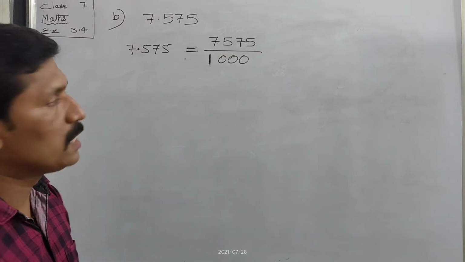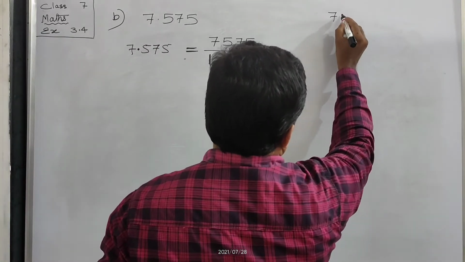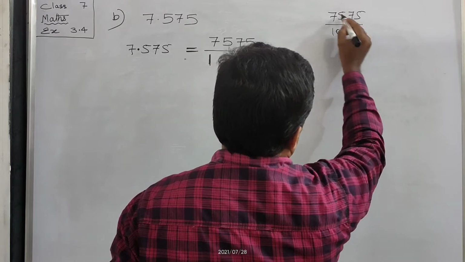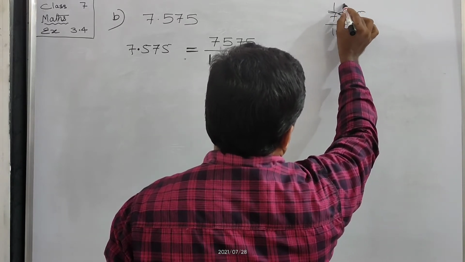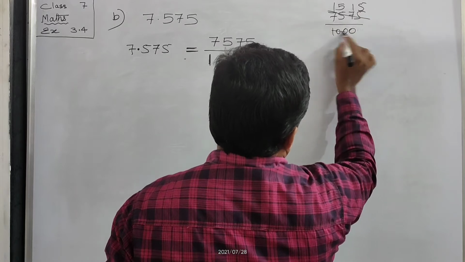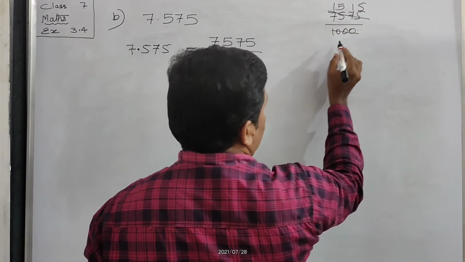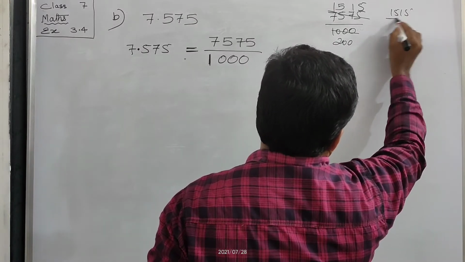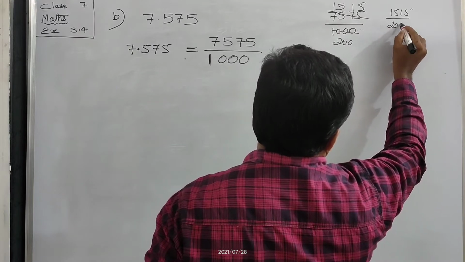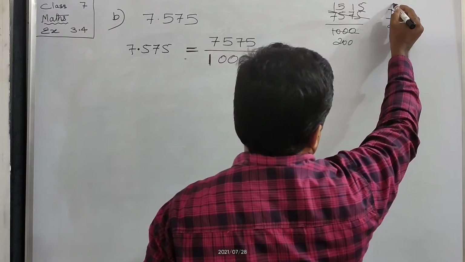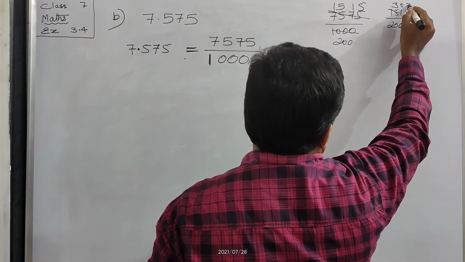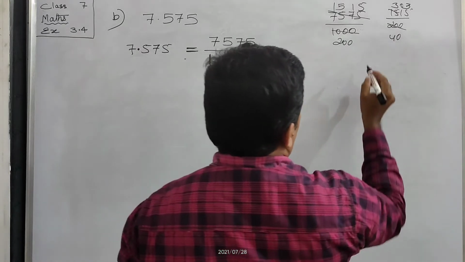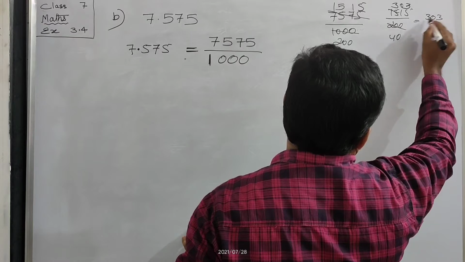Now we change it into simplest form. We can cut and reduce this. 7575 and 1000, we can cut both numbers by 5. Then we get 1515, and here if we cut by 5, we get 200. Then 1515 divided by 200, again we can cut by 5. Then we get 3 5s are 15, and 3 5s are 15, and here we get 40, since 5 40s are 200. Then we get 303 upon 40.